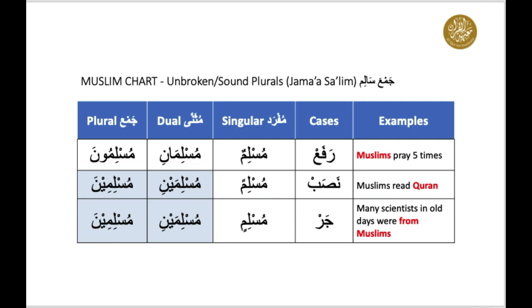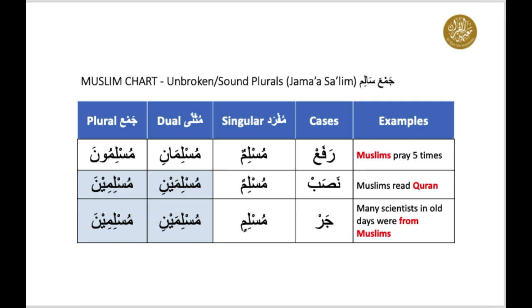So what happens between singular and dual? Please pay attention. Muslimun has become Muslimani for the dual version of the noun. And you can see ani has been added to the word Muslim. Muslimun, Muslimani. And Muslimani is rafa status.